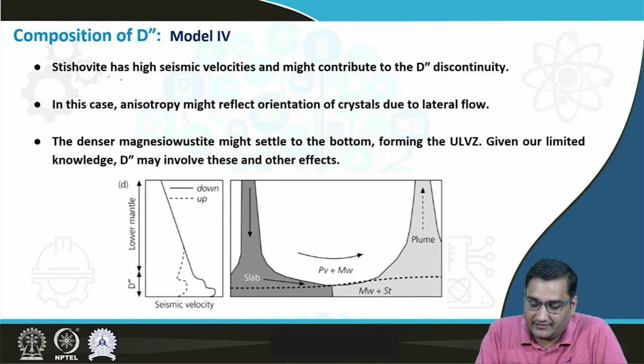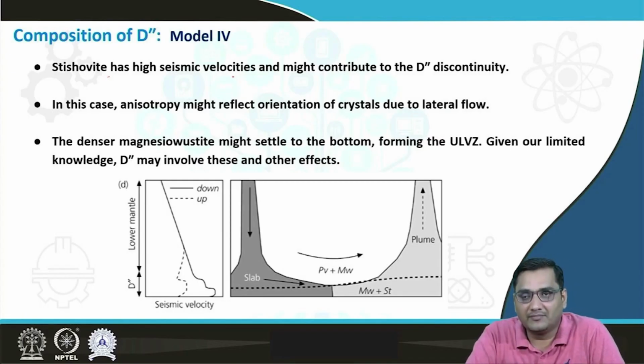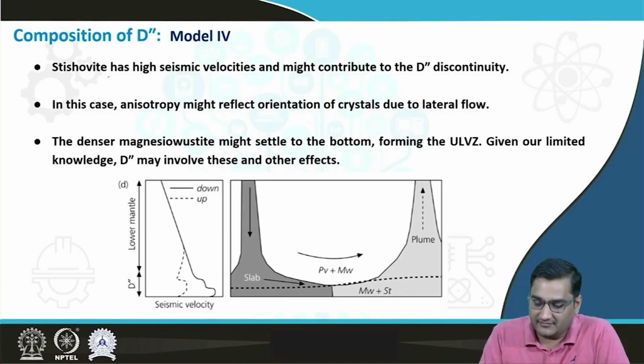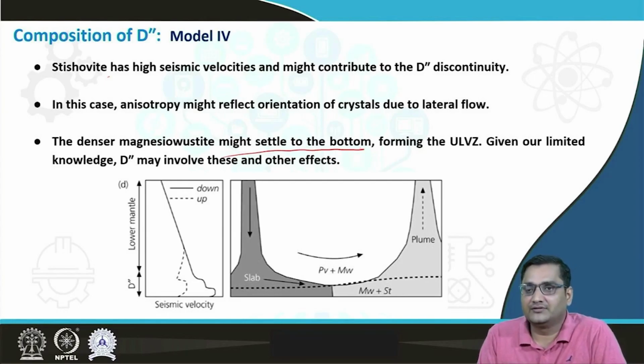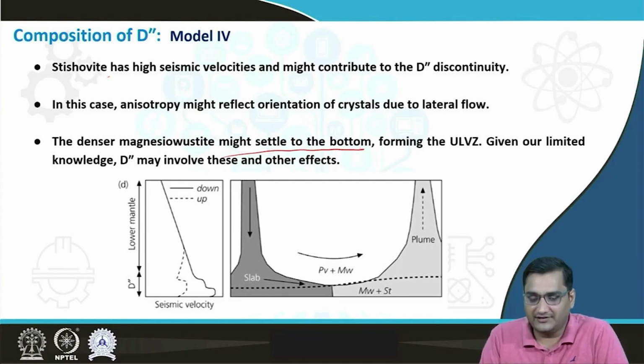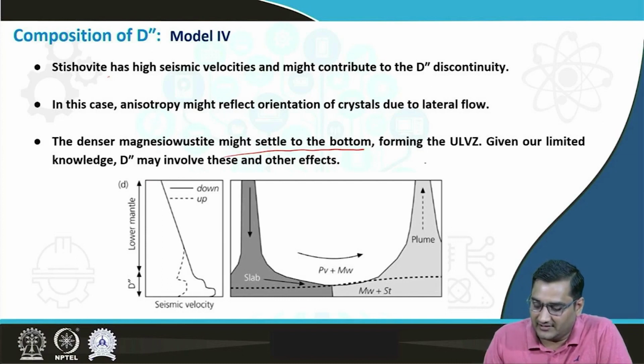Stishovite has high seismic velocity and might contribute to the D double prime discontinuity. In this case, anisotropy might reflect orientation of the crystals due to lateral flow. The denser magnesiowüstite might settle to the bottom, forming the ultra low velocity zone. Given our limited knowledge, D double prime may involve these and other factors.